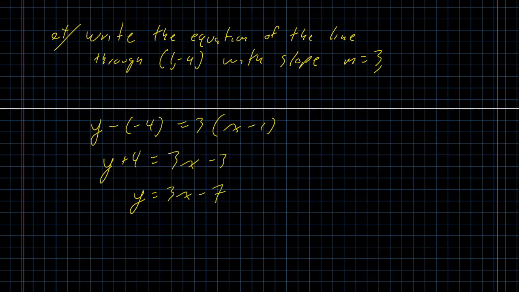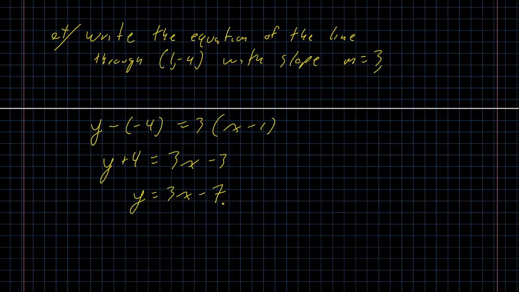And traditionally, we write our lines in slope-intercept form because that is a uniquely defined way of writing a line. Right? There is exactly one way to write the equation of a line in slope-intercept form. There are infinitely many ways to write it in standard form or in point-slope form.